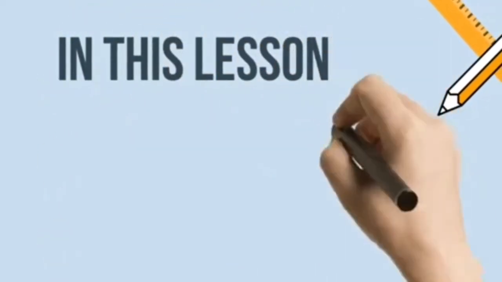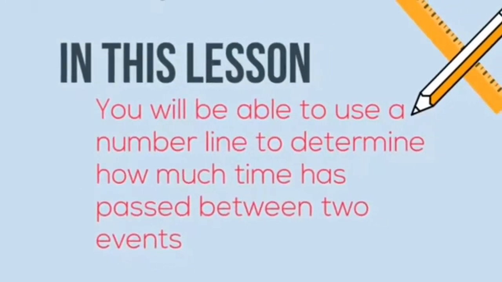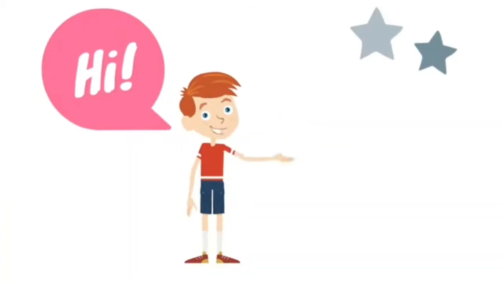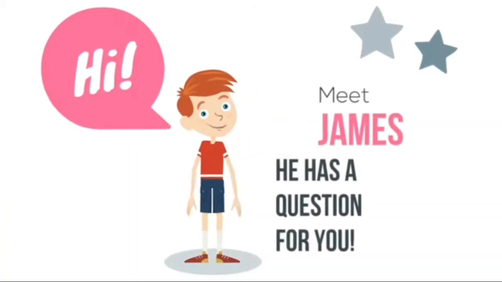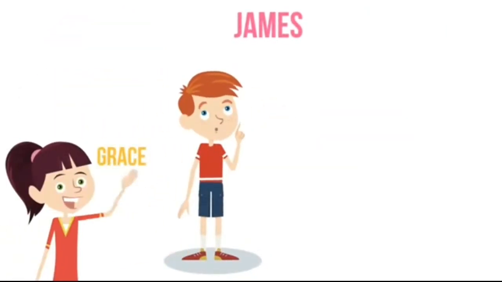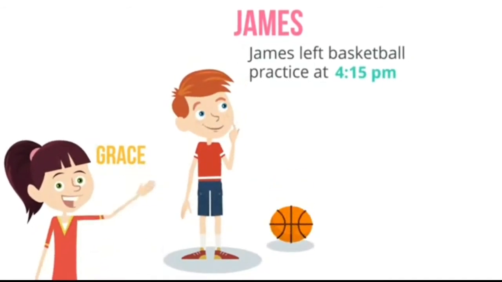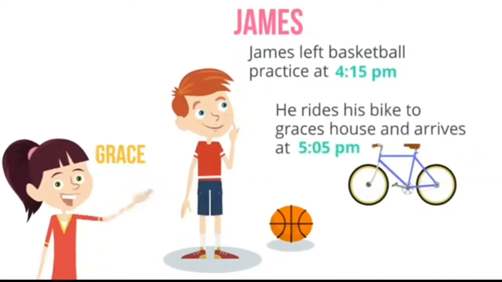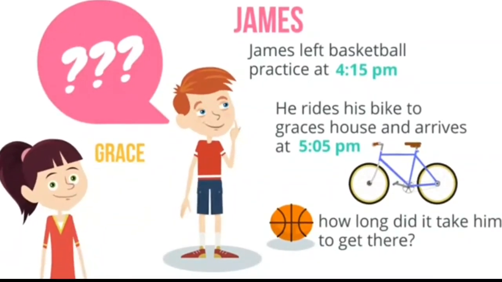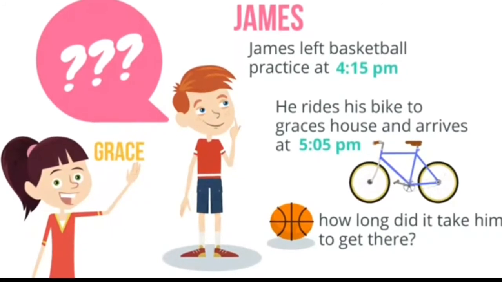In this lesson, we will be learning how to use a number line to determine how much time has passed between two events. This is James. He has a question about time. James went to Grace's house after basketball practice. James left practice at 4:15 p.m. He rode his bike to Grace's house and arrived at 5:05 p.m. How long did it take James to get to Grace's house? Pause this video and use a number line to solve.